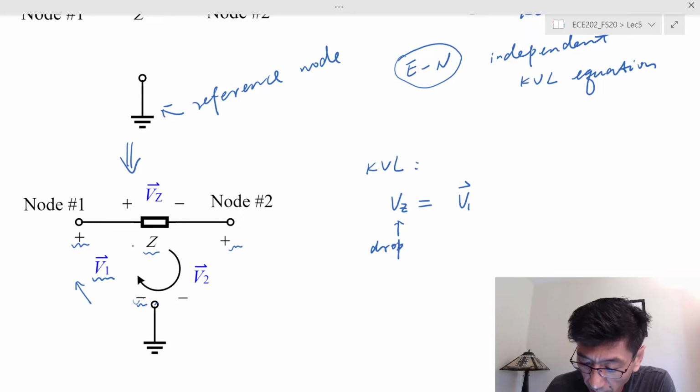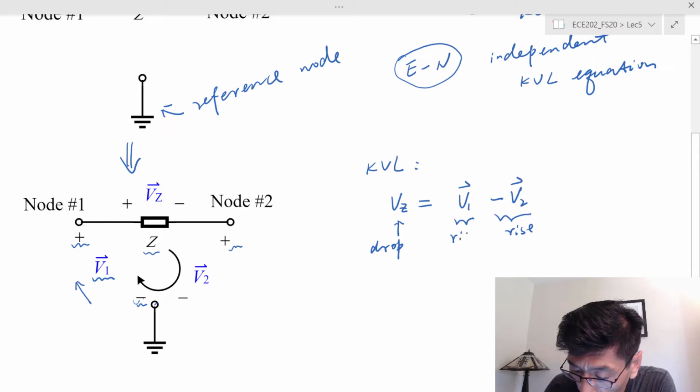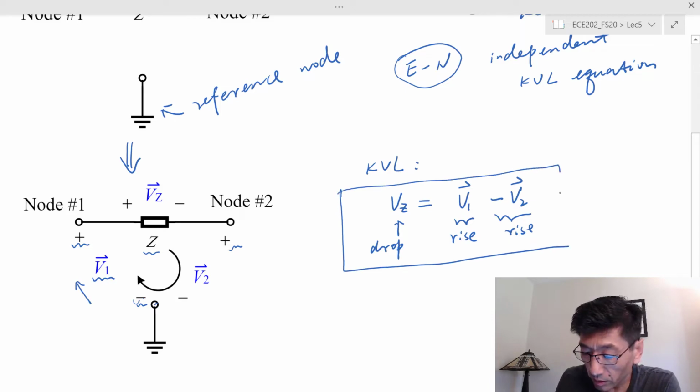And the other one is from plus to minus. That's a voltage drop of V sub 2, but we need a voltage rise, so I need negative V sub 2. So this is a rise, and this one is a rise. I have 2 rises that add up on the other side. So this is how the element constraint is related to the node voltages, right?